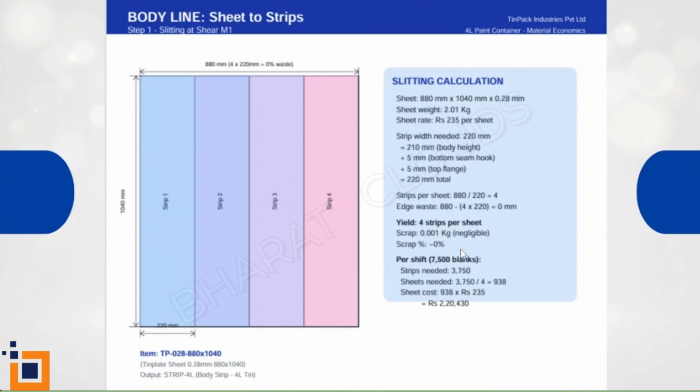Per shift of 7,500 blanks, we need 3,750 strips, which means 938 sheets. Sheet cost per shift, 938 times 235 rupees, is rupees 2,20,430. The output item is a body strip for the 4L tin, ready for the next operation.